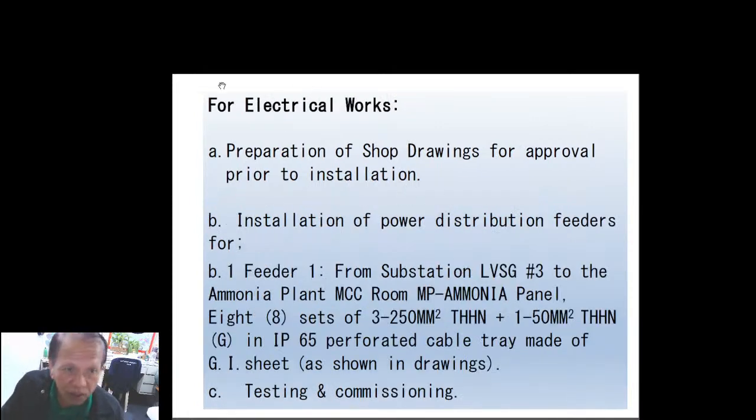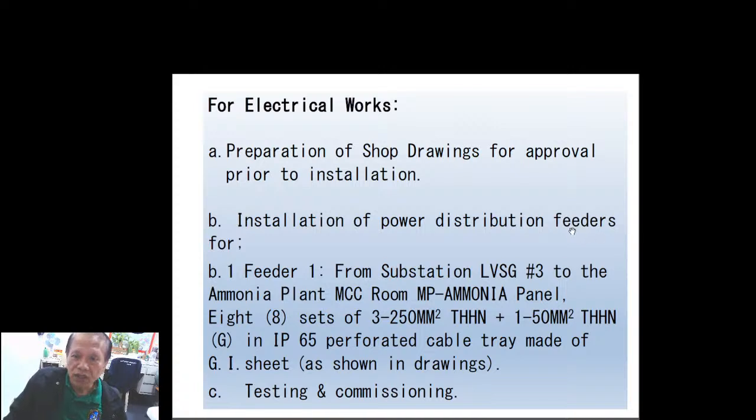For electrical works, preparation of shop drawings for approval prior to installation. So, laging pagawa mo ng shop drawings sa mechanical, mounting ng aircon siguro, ng condenser, electrical, mounting ng mga panel, service entrance, etc., etc., fire protection, plumbing, kumpleto ka dapat. Okay.